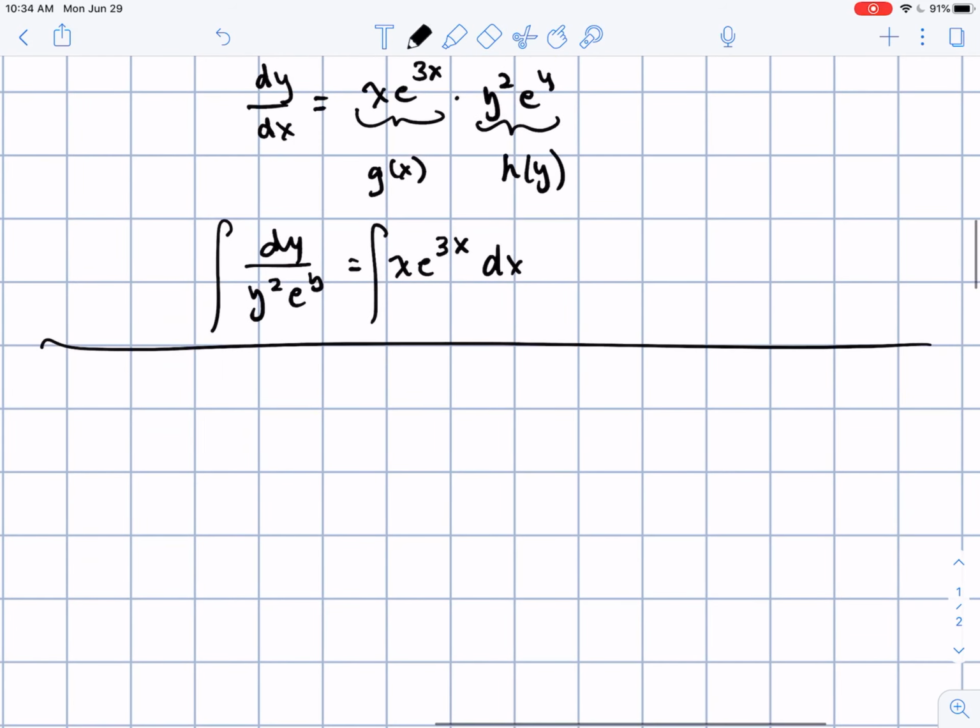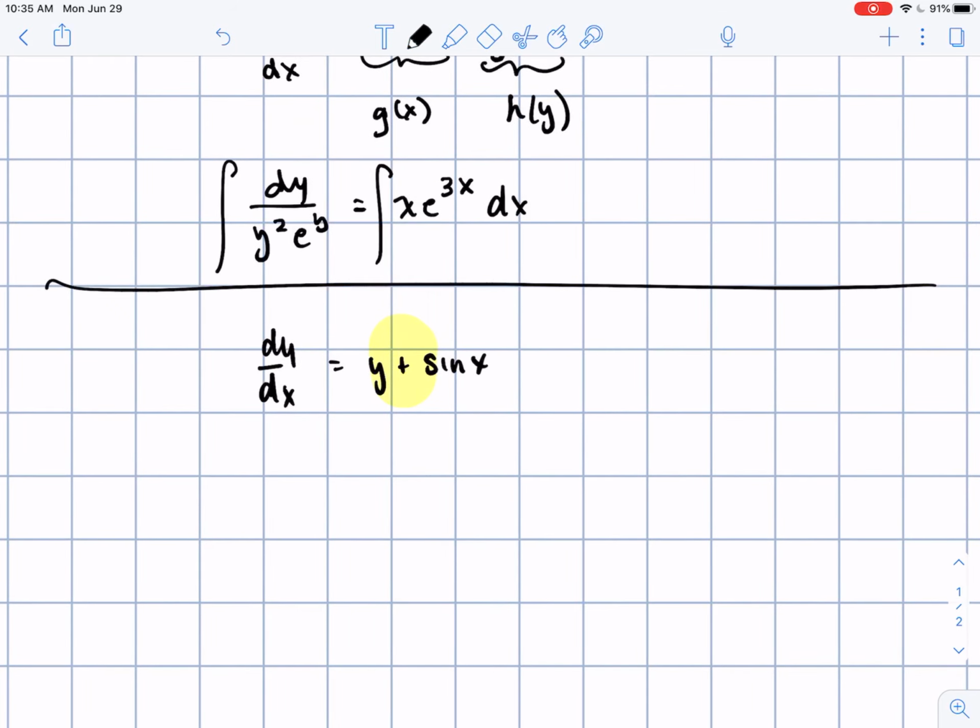Let's show an example of non-separable. So here you have dy/dx. Notice the difference: a plus sign. We cannot separate that. You cannot group dx with just sine x. So this is non-separable.